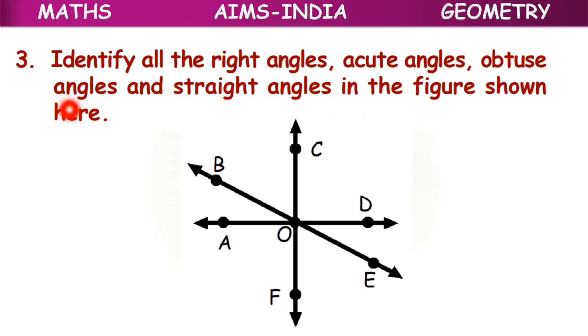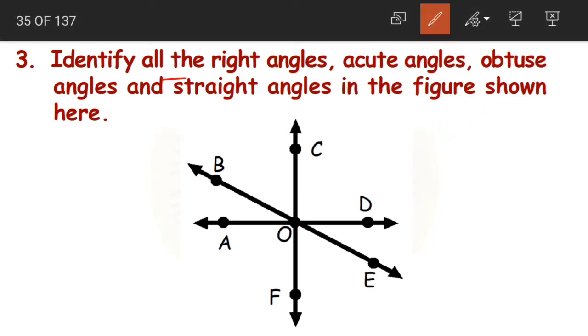Coming to 3, identify all the right angles, acute angles, obtuse angles and straight angles in the following figure. So we have to find out all the right angles, acute, obtuse, everything from this given figure.